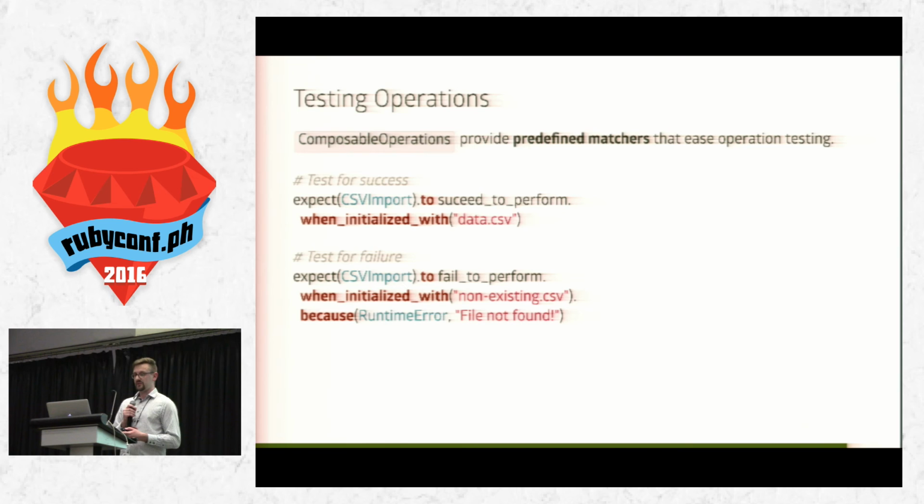The nice thing about organizing your code for an entire business process in an operation is that you can easily unit test them and still get great test coverage. And if you use RSpec, testing is even easier because composable operations provides you with 2 matchers that allow you to either test for success or failure.